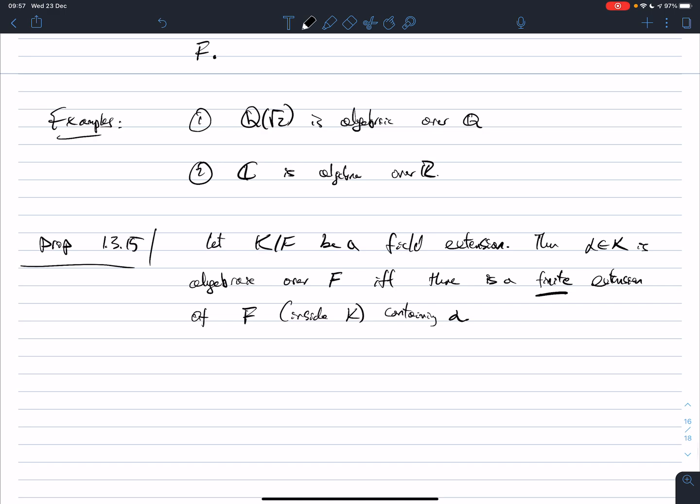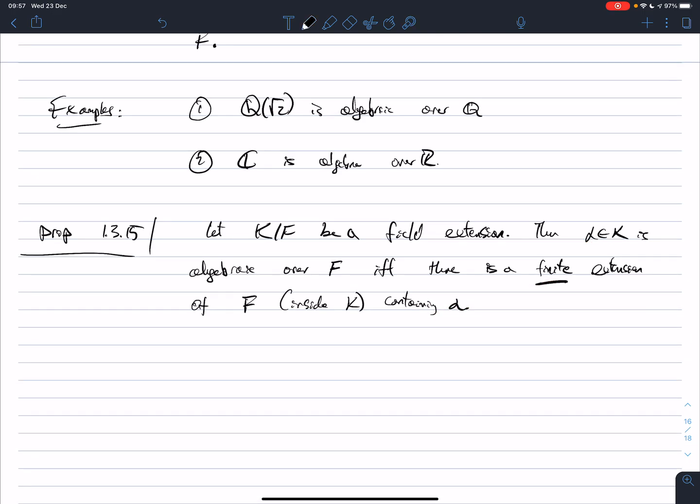Great, so I've told you how to check if an element is algebraic. All I need to check is if it lives inside some finite extension of alpha. From this, we'll get a nice criterion for checking when a field extension, the whole field, is algebraic. But let's just do this proof.